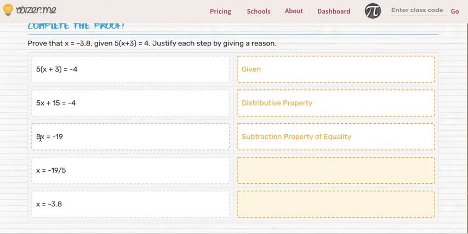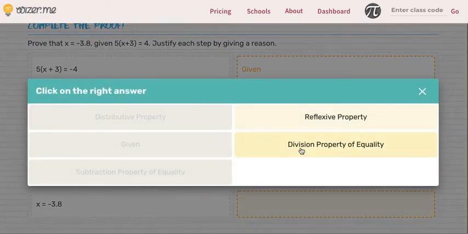Now, to get x by itself, we have to divide by 5 on both sides. So 5x divided by 5 is x. Negative 19 divided by 5 is negative 19 over 5. And that, because we divided by 5 on both sides, is the division property of equality.